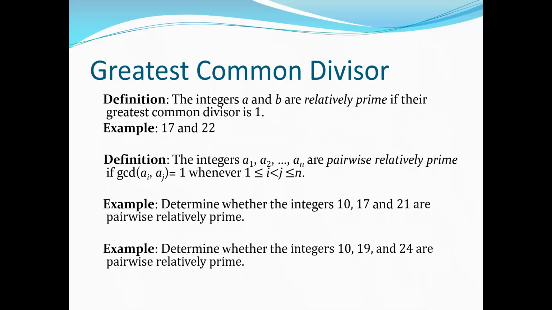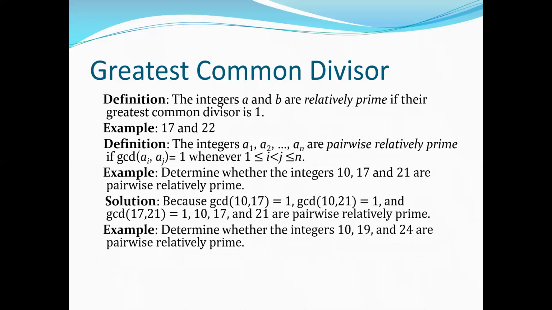10 and 17: the greatest common divisor is 1. GCD for 10 and 21: the factors of 10 are 1, 2, 5, 10, and of 21, so the only common one is 1. And for the pair between 17 and 21, we also have 1.